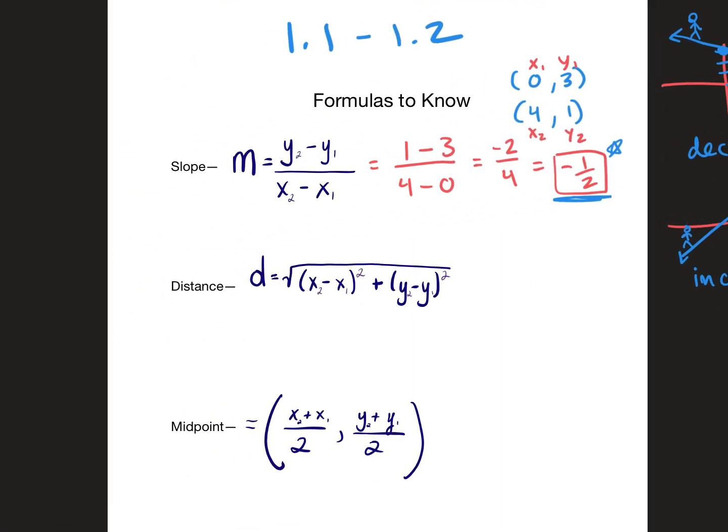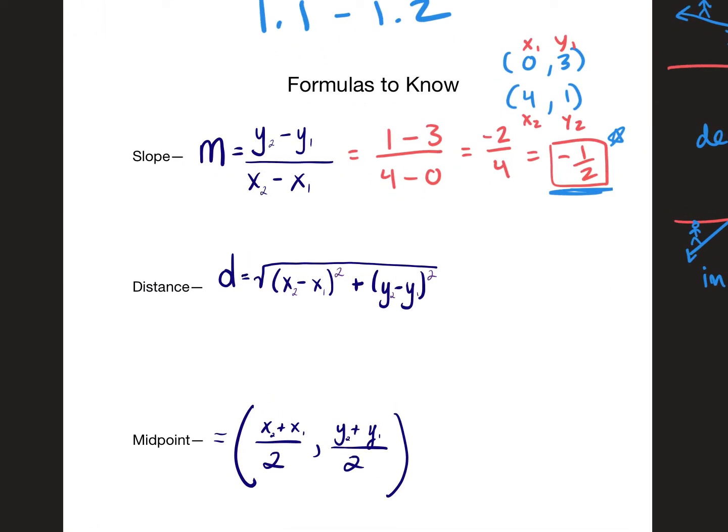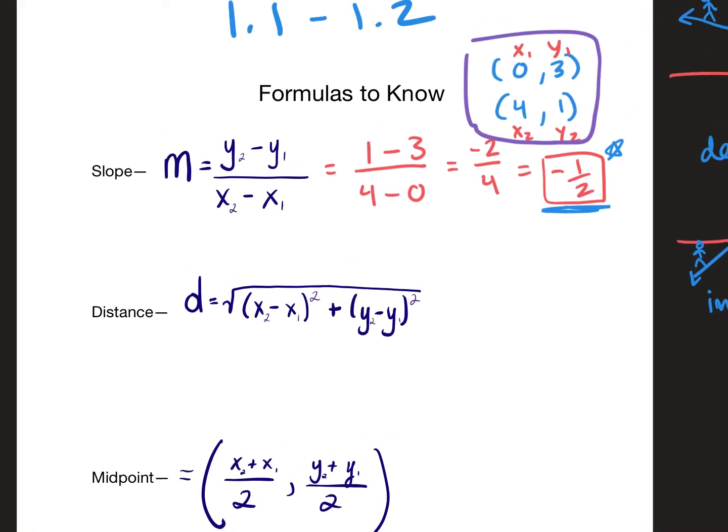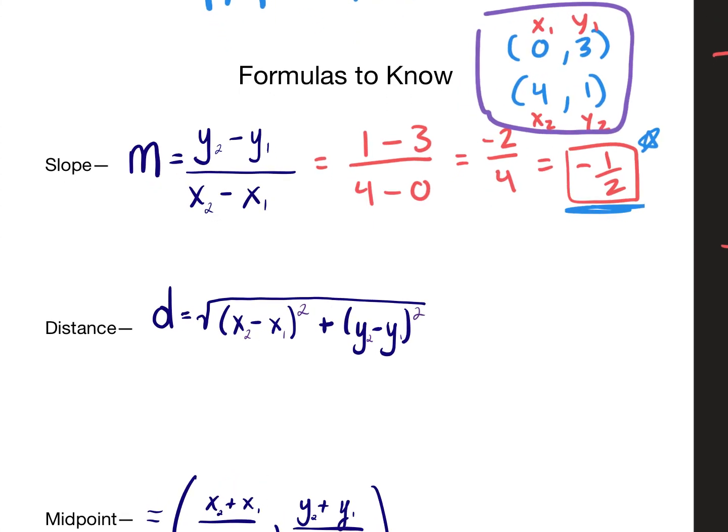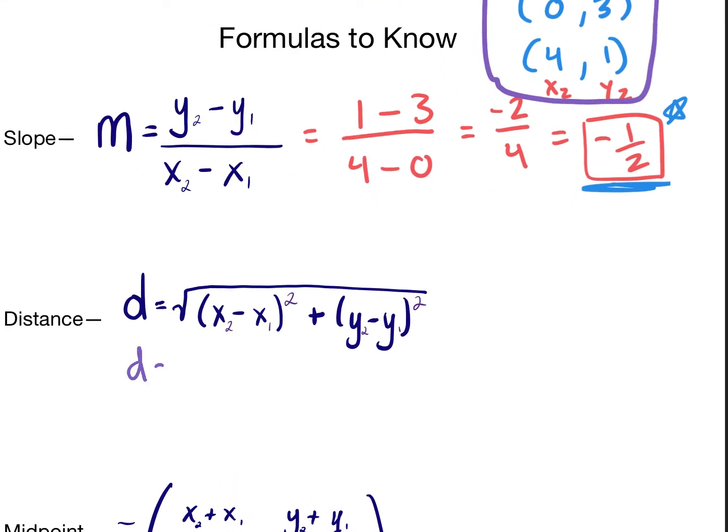All right, let's find the distance between our 2 points. So we're using the same points here. So we already labeled them x1, y1, x2, y2. We can keep that the same and just plug them in. So my distance would be the square root of x2, which would be 4, minus x1, which is 0. Squared, plus y2, which is 1, minus y1, which is 3, squared.